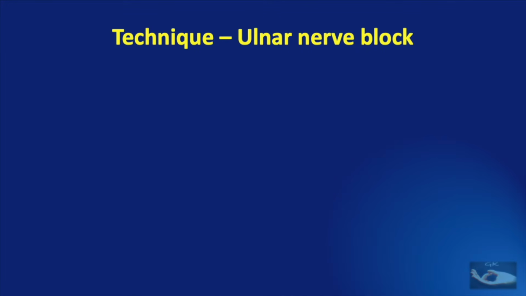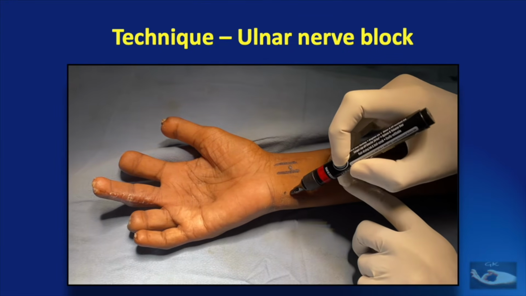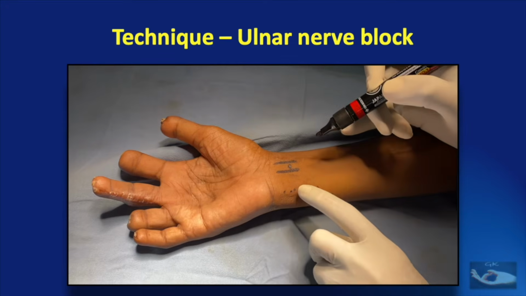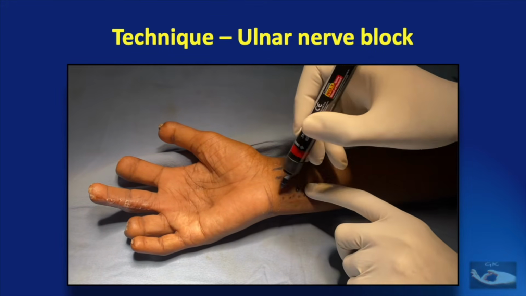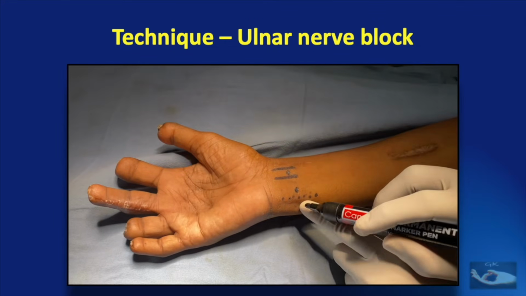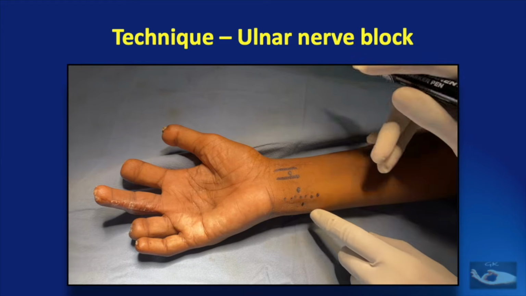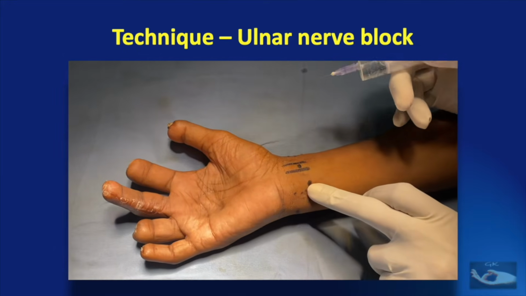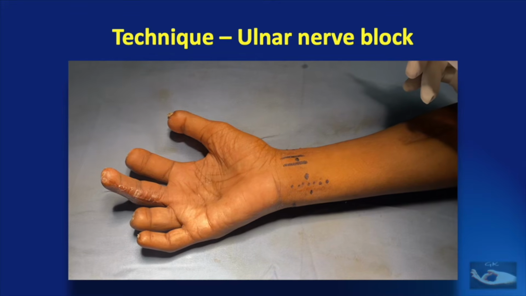Now for the technique of giving the ulnar nerve block. The flexor carpi ulnaris tendon is marked as already been described, and the injection needs to be made about 3 centimeters proximal to the wrist crease, either on the radial side or ulnar side of the marked flexor carpi ulnaris tendon. In this video, the injection being made from the radial side of the FCU tendon is being demonstrated.